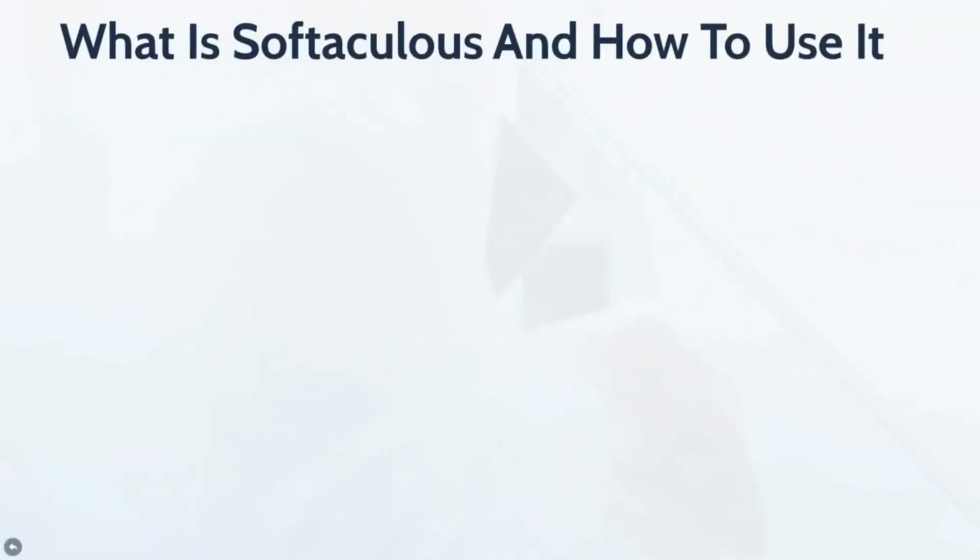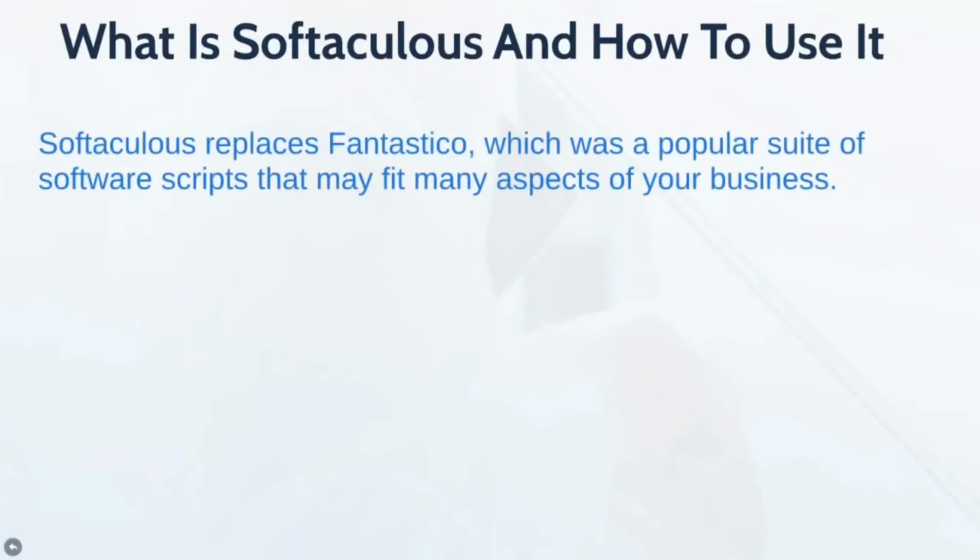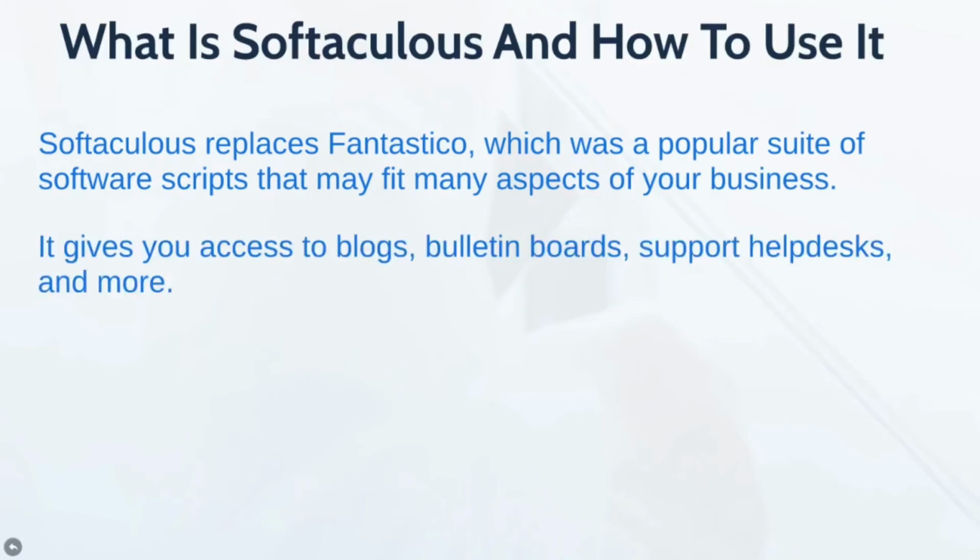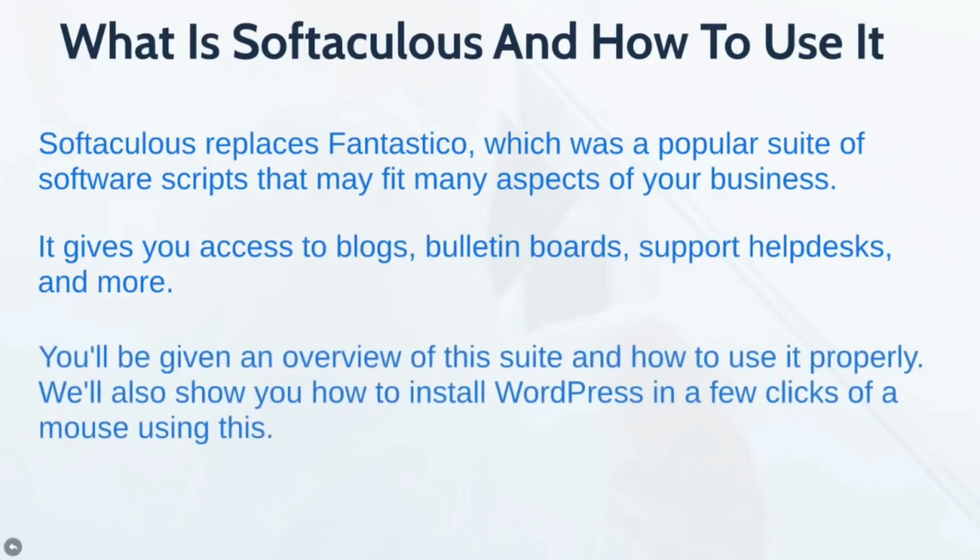And in this particular video, you're going to learn what is Softaculous and how to use it. Softaculous replaced Fantastico, which is basically a popular suite of software scripts that you can build into your website. Things like WordPress, Joomla. If you want a forum, you can build forums. There are many different free scripts that you have access to that you do not have to spend extra money for. They're all built in. So in other words, it gives you access to things like WordPress, blogs, bulletin boards, even support help desks, and more.